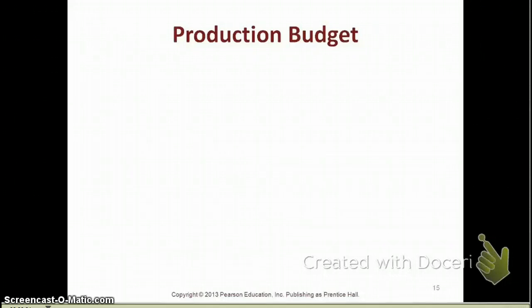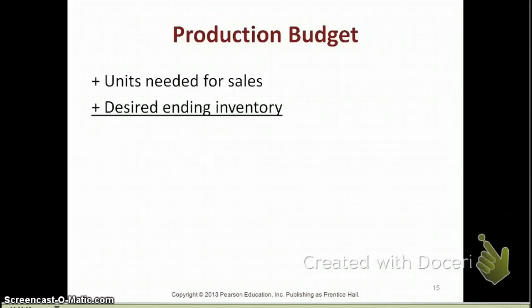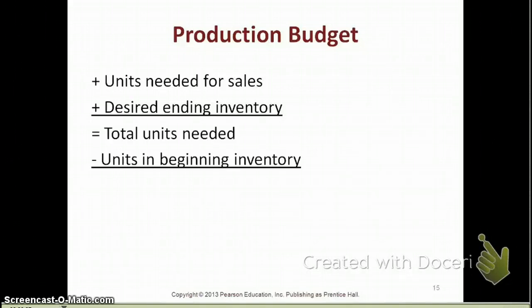What you do for the production budget is you start off with the number of units you need to sell, and you add the amount of ending inventory that you need to have. Companies typically want to have a certain percentage of their following month's production so that they can carry it over to the next month so they don't run out of inventory by the time next month's production is complete. So, units needed for sale plus desired ending inventory will give you how many total units they need. But don't forget, you also have beginning inventory. So you subtract the units in beginning inventory, and that will give you how many units you need to produce during a given month. We'll take a look at an example next.